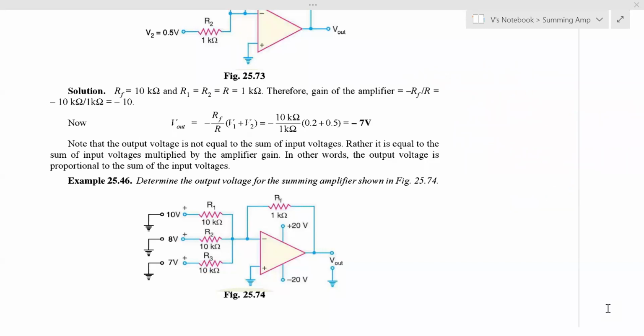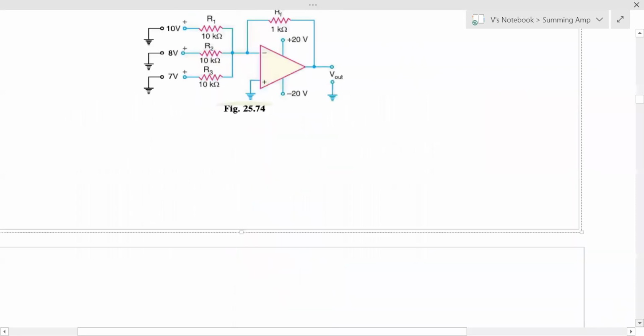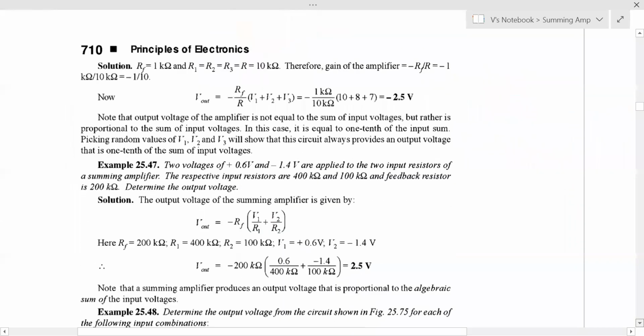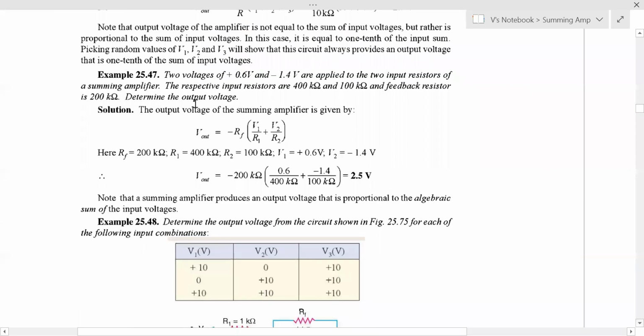Let us go ahead if you are not interested. -2.5 is the answer. Next, the two voltages plus 0.6 volt. Now the voltage is taken it as minus 1.4 volt. So V1 equal to 0.6 volt with plus sign. V2 equal to -1.4 volt with minus sign. They are applied to the two inputs, right?